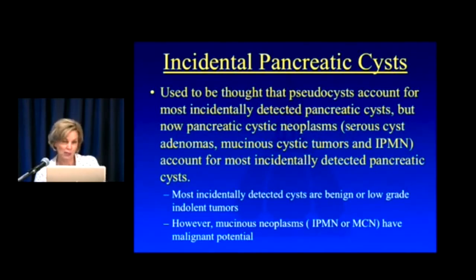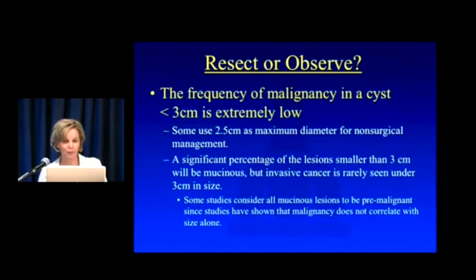Now, it's important as we go on in the discussion to keep in mind that most incidentally detected pancreatic cysts are actually benign or, at worst, low-grade indolent tumors that may not require aggressive treatment. However, some incidentally detected cysts that you're going to see, especially the mucinous variety, so mucinous cystic neoplasms or even IPMNs, will have malignant potential, so we need to address that possibility. So do you resect or do you observe?